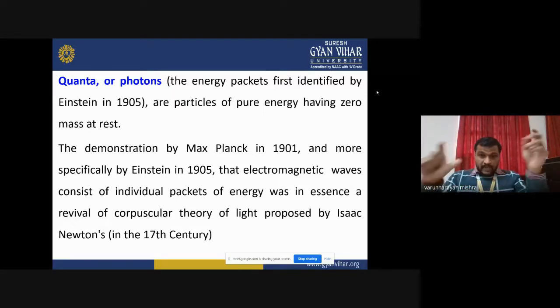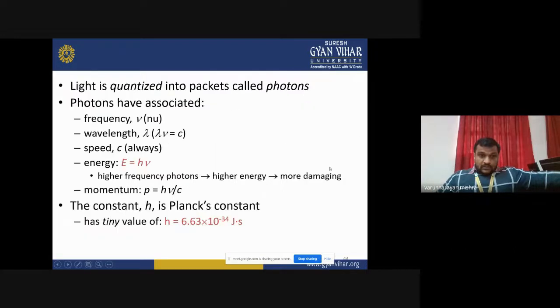These are the energy packets. These are very tiny particles. They hold the energy, so they are also considered energy packets. It was first identified by Einstein in 1905 through the photoelectric effect. These are particles of pure energy having zero mass at rest. Okay, and the demonstration of the quanta was based on the experiment done by Max Planck in 1901. So these are the quantized light particles, light in packets called photons.